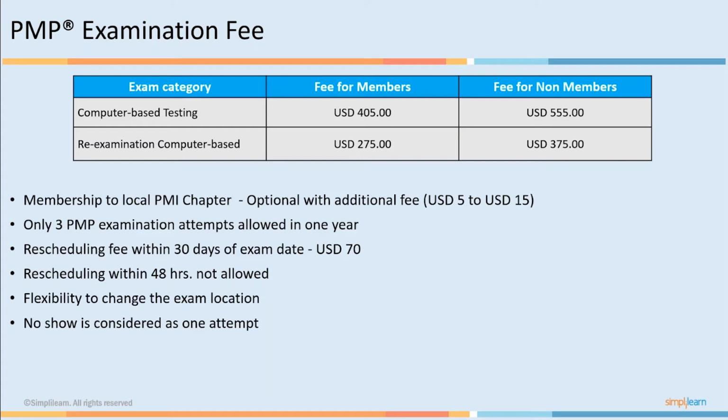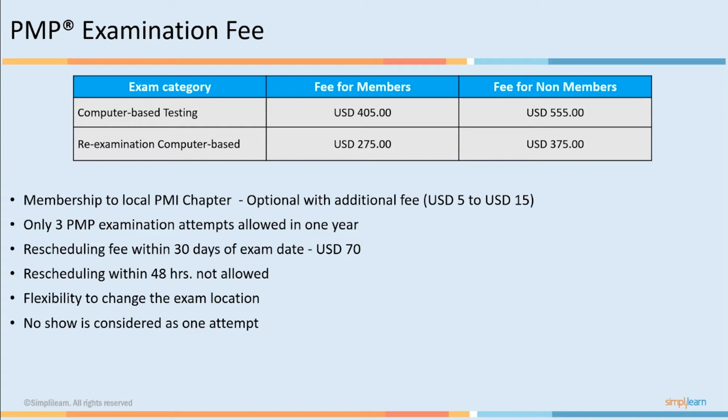For example, let's say a person got this email from PMI on 1st of January 2017, so the person can take the PMP examination till 31st December 2017. That person scheduled the first attempt for 15th of February. The person went there and unfortunately failed. So 1 attempt is gone, and the person can reappear after a gap of 30 days. So that person cannot reapply before the 16th of March.